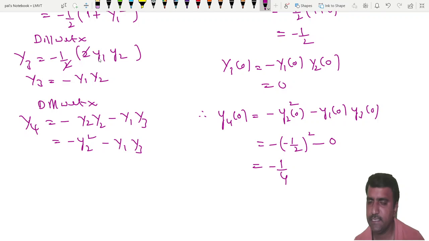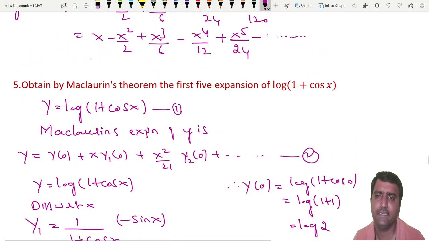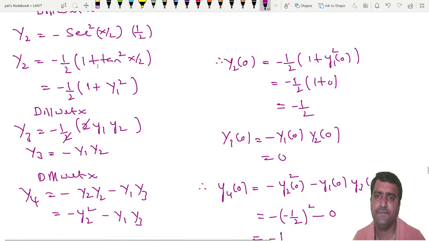Are there any restrictions in the given problem to find y4 or y5 like that? They are asking just the first 5 terms of the expansion.